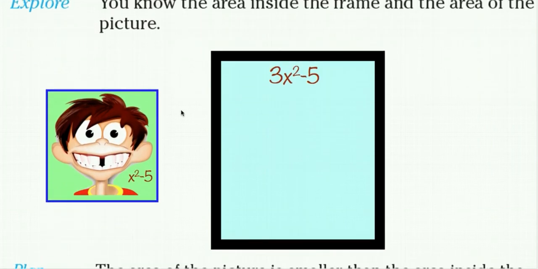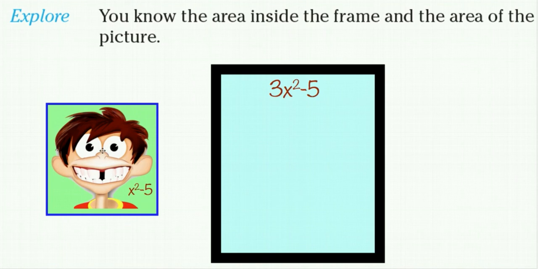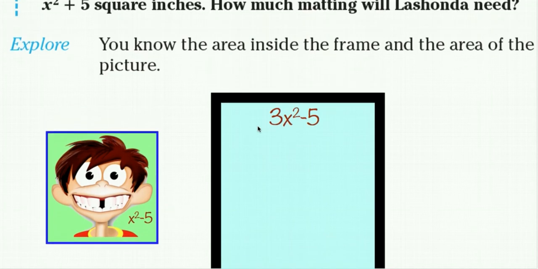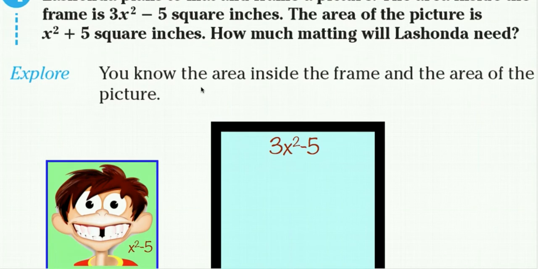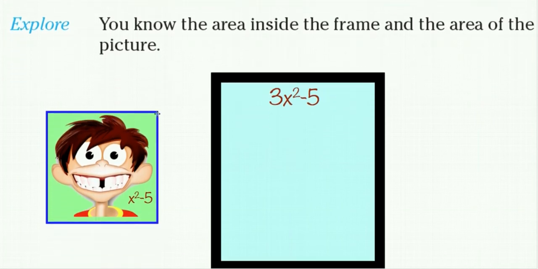So this is the area of the entire frame, okay? And this is your picture. Nice looking picture right there. So we know that the area inside the frame is 3x squared minus 5. That's what we know. We also know that the area of the picture is x squared plus 5.